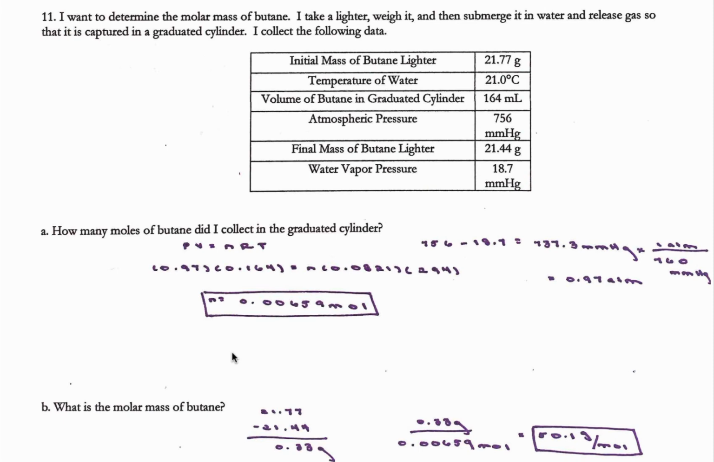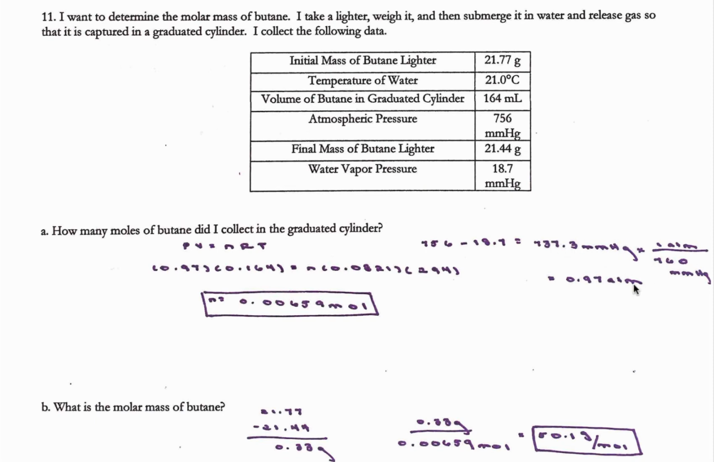So let's look at this. The first question, so it gives me all of this data. It first asks me how many moles of butane did I collect? Well, since this is a gas and I know the pressure that is being experienced within that graduated cylinder, and I know that pressure by simply taking the total atmospheric pressure and subtracting from that the water vapor pressure, that will be the pressure of just my gas in the graduated cylinder.